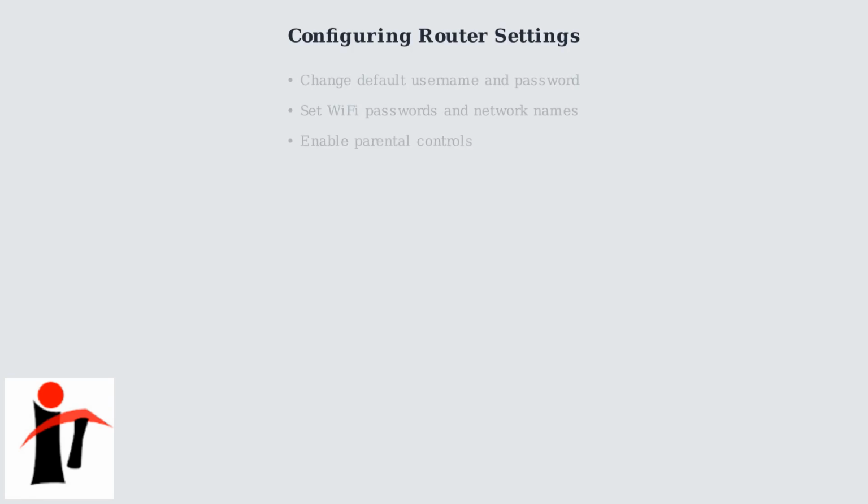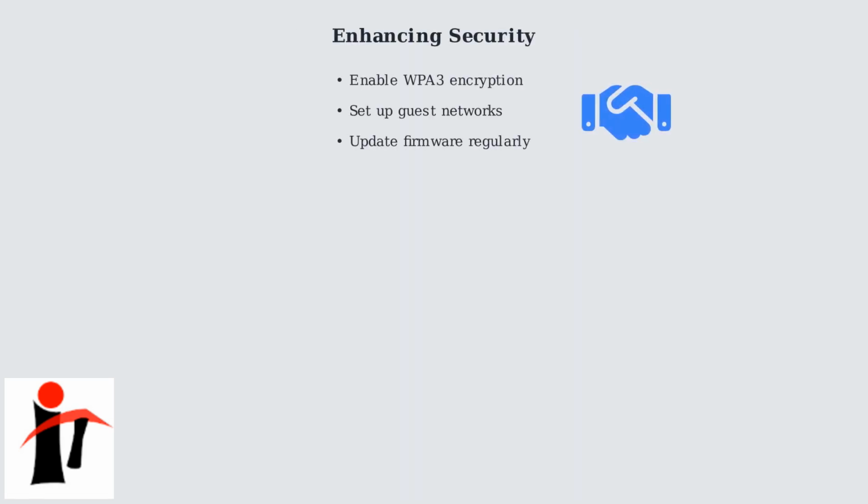Once logged in, you can configure various settings, including Wi-Fi passwords, network names, and parental controls. Immediately change the default username and password to prevent unauthorized access. Enable WPA3 encryption for enhanced security. Explore features like guest networks to provide internet access without sharing your primary password.